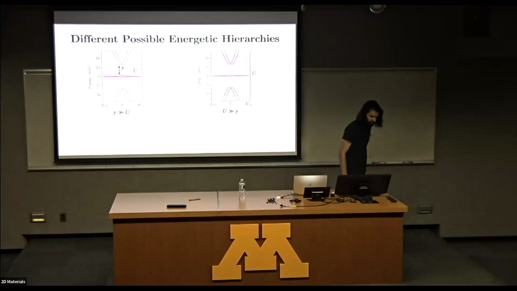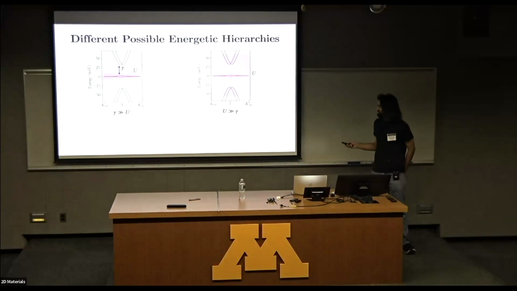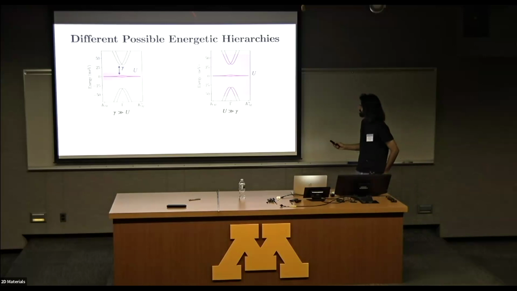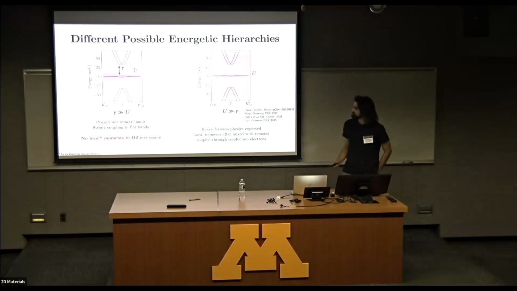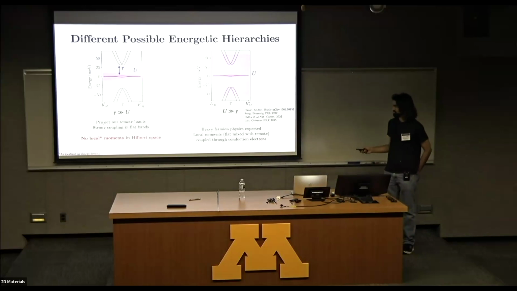So before I move on, I want to point out that there are 2 different approaches to studying this system. One is based on believing that all the interesting physics is in the flat bands. So this remote band gap, lowercase gamma, is much larger than the interaction scale U. And the other hierarchy of scales is where the interaction scale is much larger than this band gap to the remote bands. On the left, you just want to project out the remote bands and focus on the flat bands. In that case, there are really no local moments in the Hilbert space.